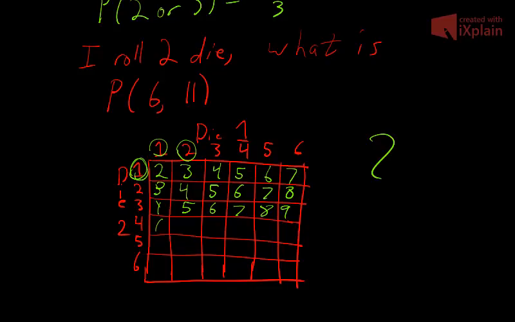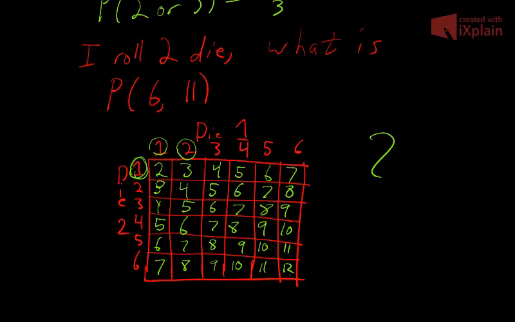5, 6, 7, 7, 8, 9, 10, 7, 8, 9, 10, 11, 9, 10, 11, and 12. Awesome. So this does show us some things that we kind of expected here. Like there's only one way to roll a 2, and that's going to be a 1, 1. There's only one way to roll a 12.